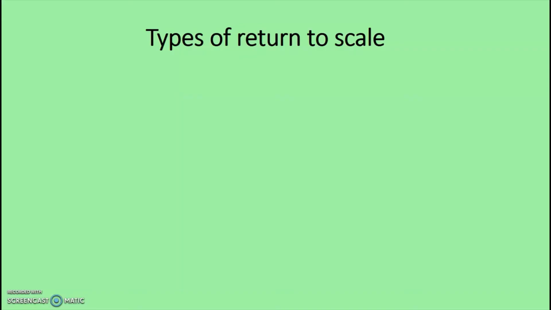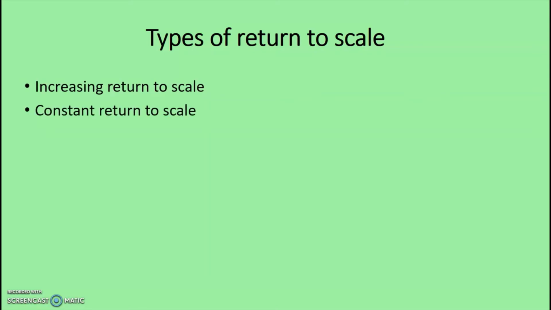Now we have types of return to scale. The first one is known as the increasing return to scale. Then the second, we have constant return to scale. Then lastly, we have decreasing return to scale. So we have three types of return to scale.